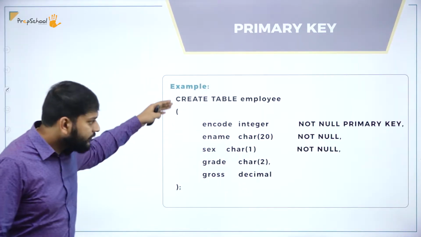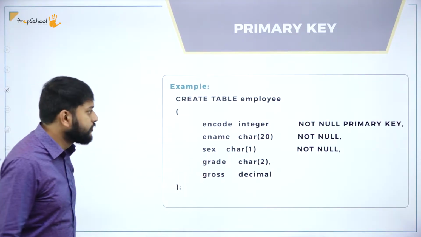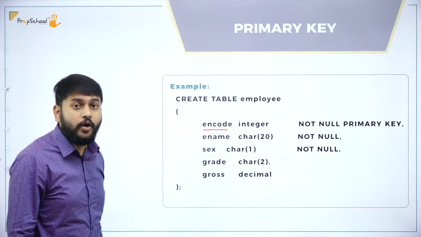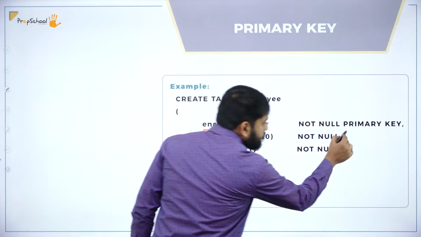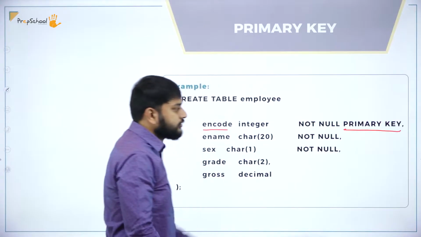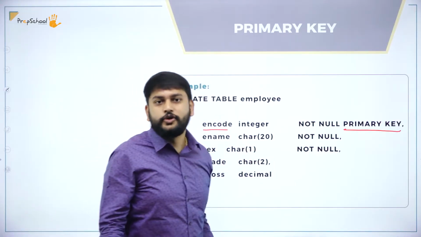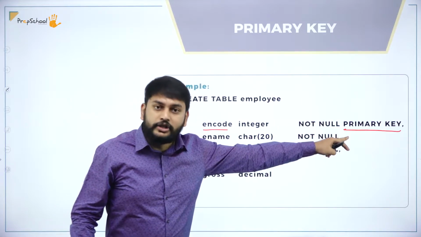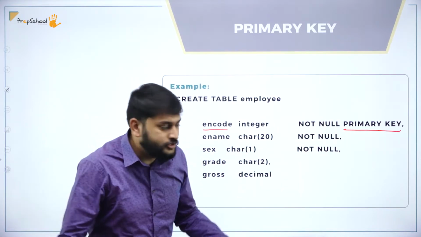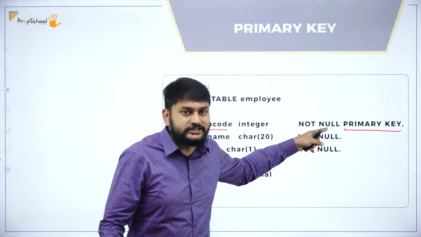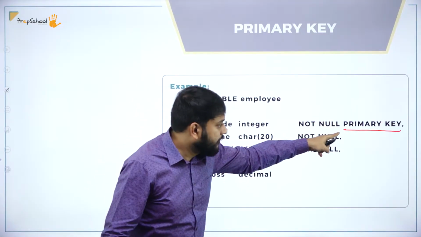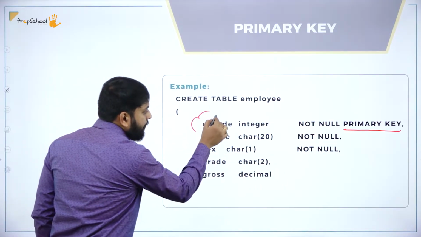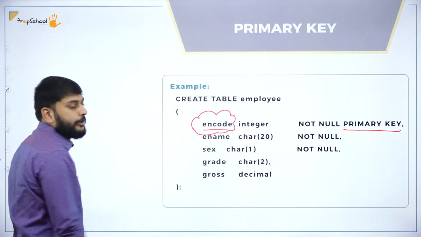The same query that I've taken, I'm trying to make this column a primary key. How am I making it? I'm just making it a primary key. Not null you have mentioned, but you can also ignore it; I don't have to specify that. If you mention it, there will be no errors, and even if you ignore it, there will be no errors. But please remember, this is how I make this column a primary key.